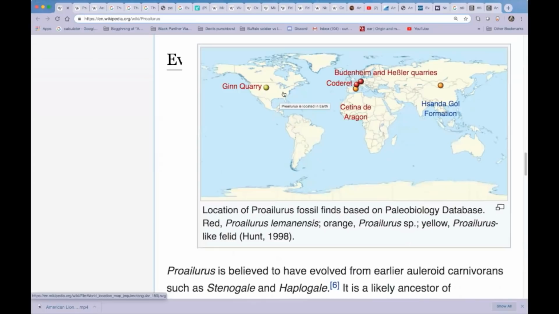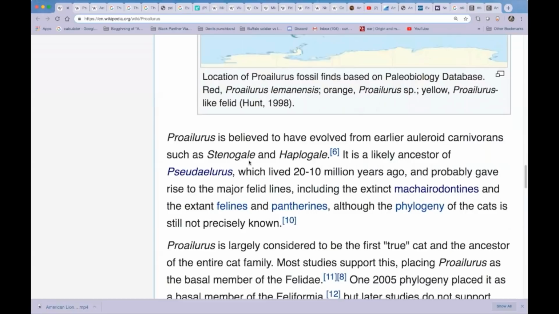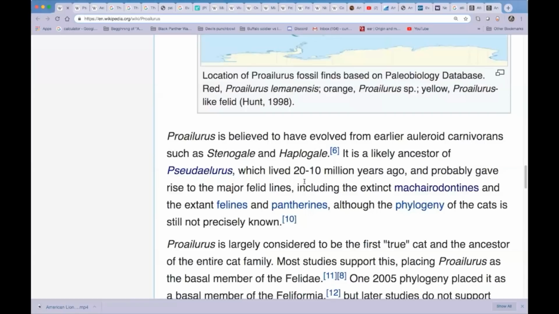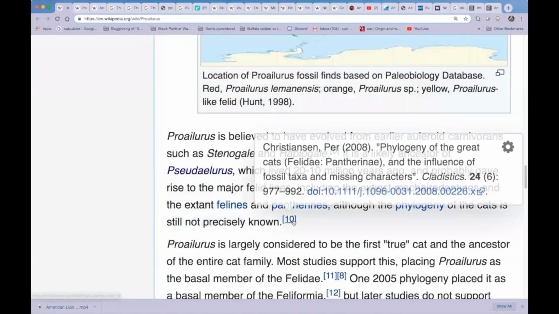Now it says Proailurus is believed to have evolved from earlier aeluroid carnivores such as Stenogale and Haplogale. It is the likely ancestor of Pseudaelurus, which lived 20 to 10 million years ago and probably gave rise to the major felid lines. All right, so all these are the ancestors of cats, including the extinct machairodonts, the extant felines and pantherines, although the phylogeny of the cats is still not precisely known. They don't know the origin, the true history of where they originated. All right, I know this is Wikipedia, but look at the source. We're going to go to that right now.